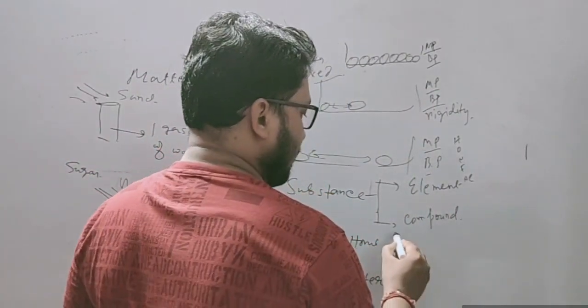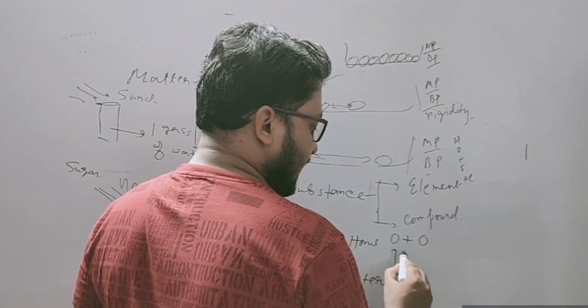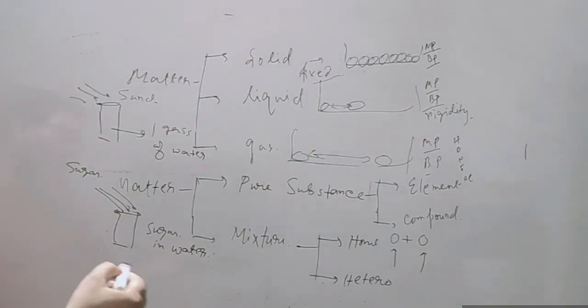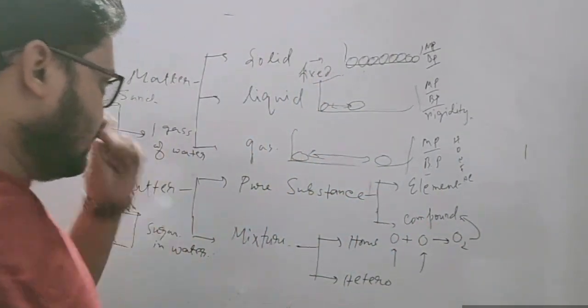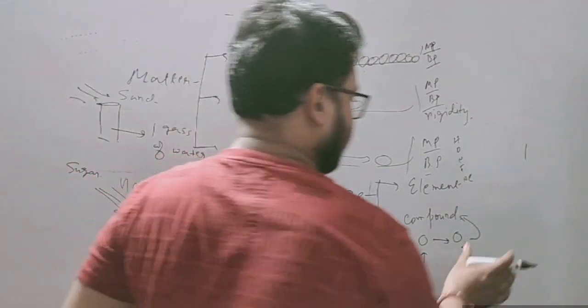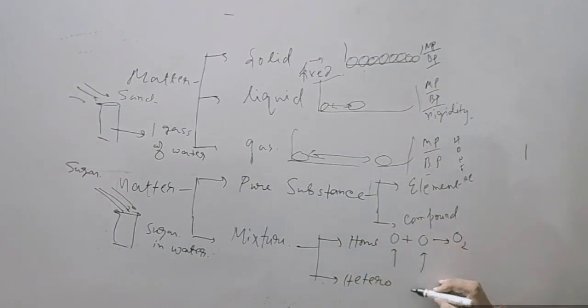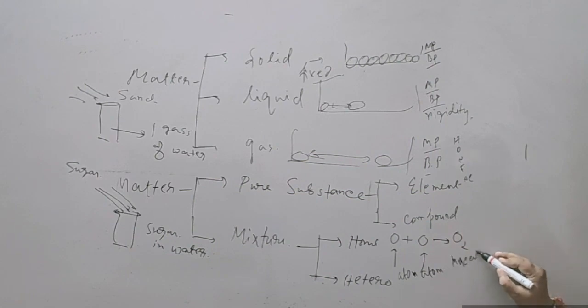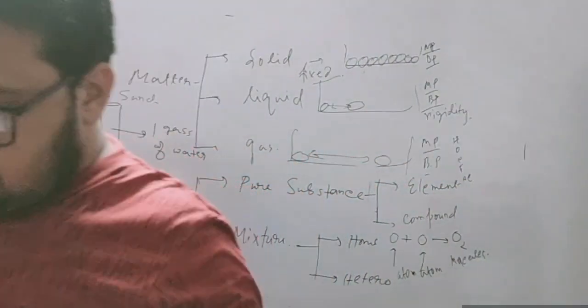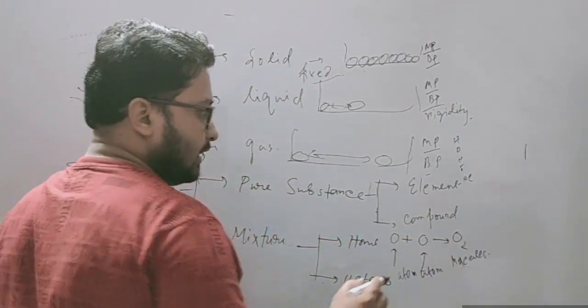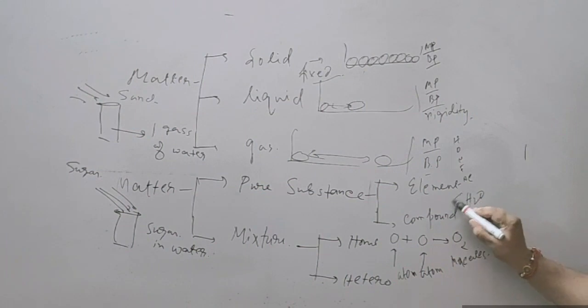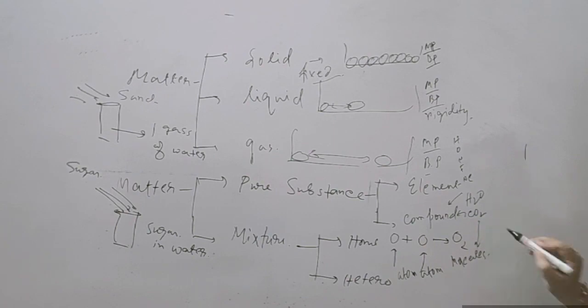Suppose you have oxygen and oxygen, two oxygen atoms. When they combine together, they form O2. O2 is called a molecule. Atom, atom, and O2 is a molecule. And when hydrogen and oxygen mix together and form H2O, that is a compound, and CO2 is also a compound and a molecule.